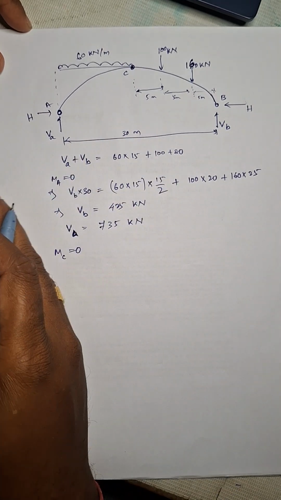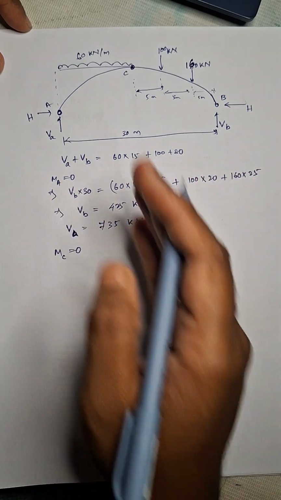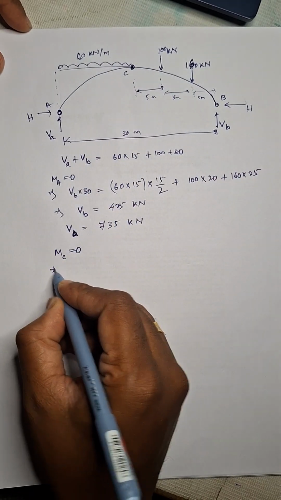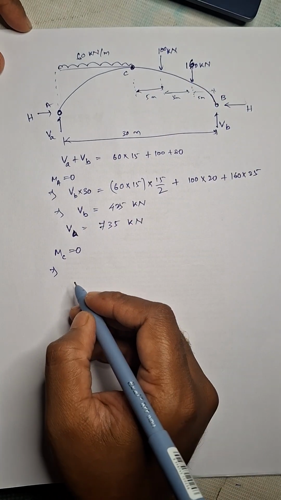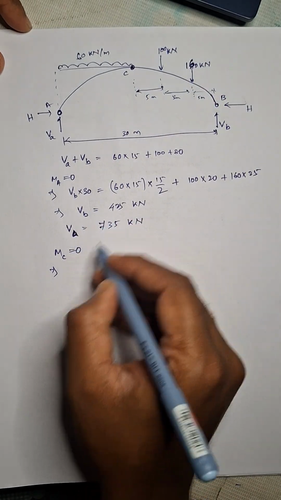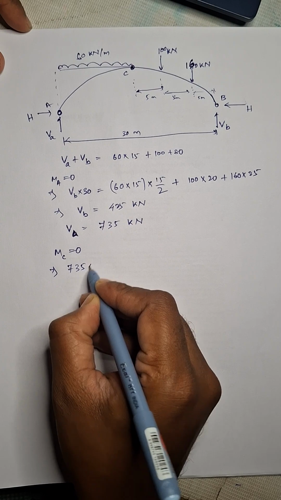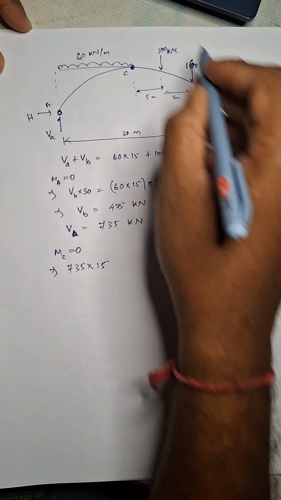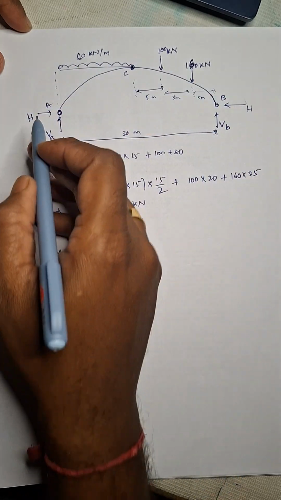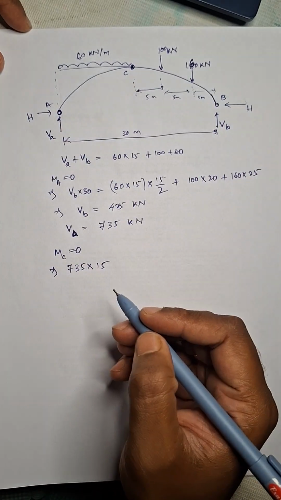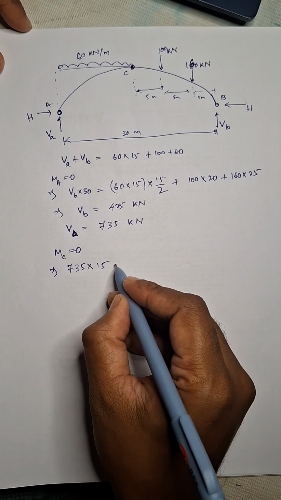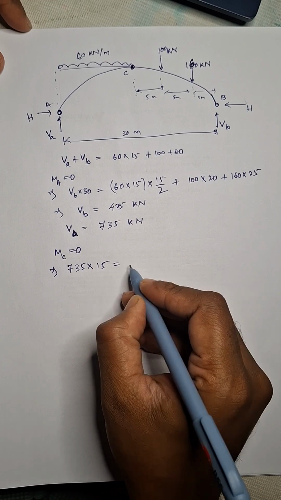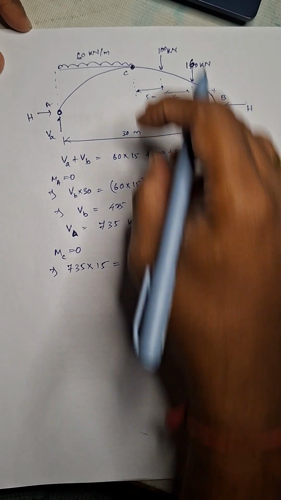We can consider either the left or the right side. If I consider the left one, Va into the distance 15, and Va we already got as 735, so 735 into 15, which will cause a clockwise moment. The other force H will cause an anti-clockwise moment, so this must equal H into the height.